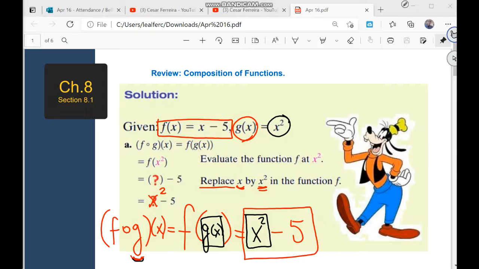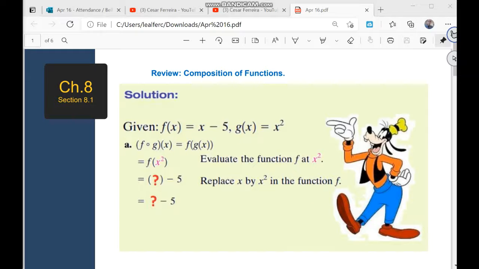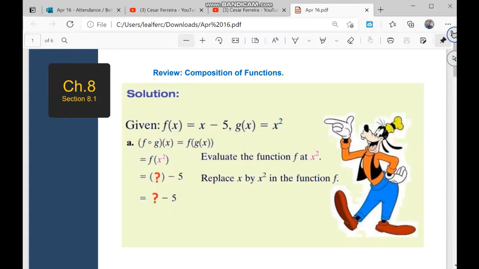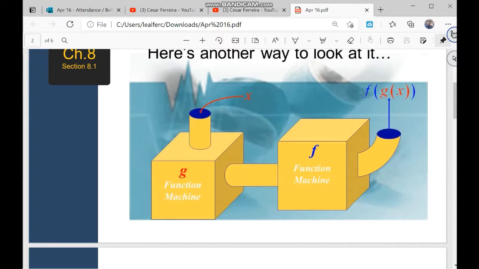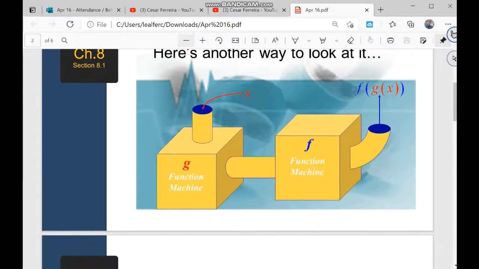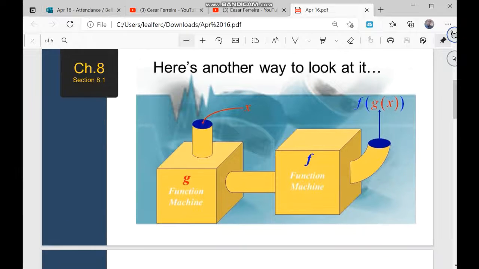Good? Okay, moving on. Let's try to work more on this composition, so we can understand this better. Have a look at this illustration. This is another way of showing how the composition works.